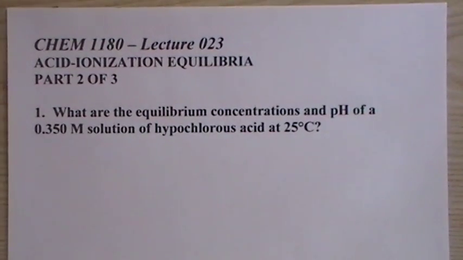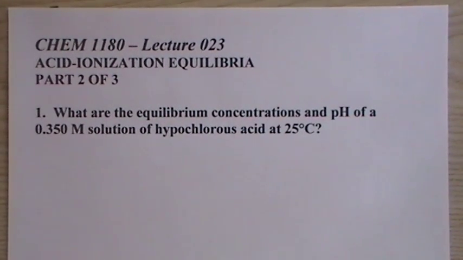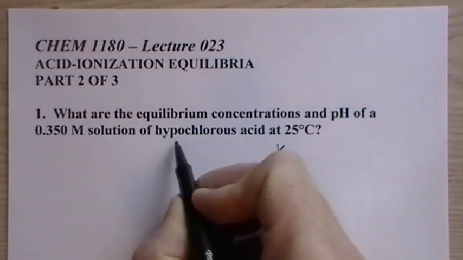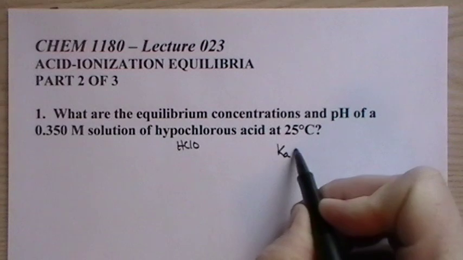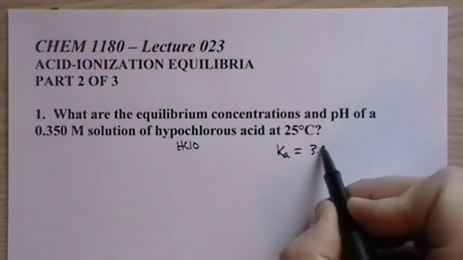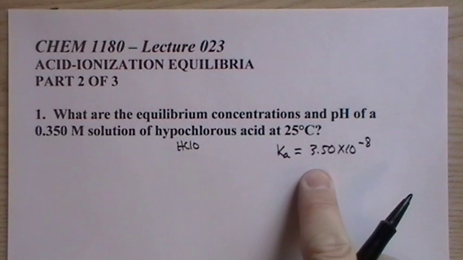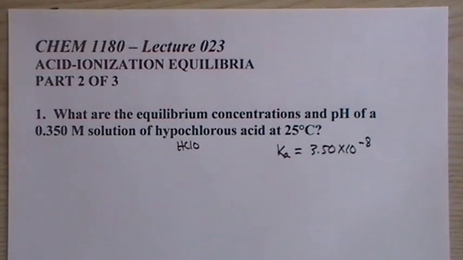Okay, now we solved for Ka in the last one, but most of the time we know Ka. And we have hypochlorous acid. We can look in a table, and this is HClO. And the Ka for it is 3.5 times 10 to the minus 8. The table in your book gives it as 3.5, no 0, but I want to always have three significant figures, so we'll just go with that.